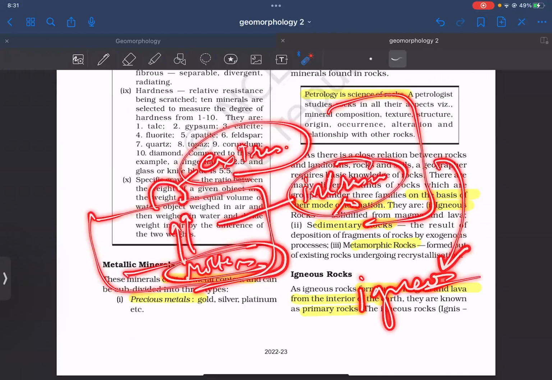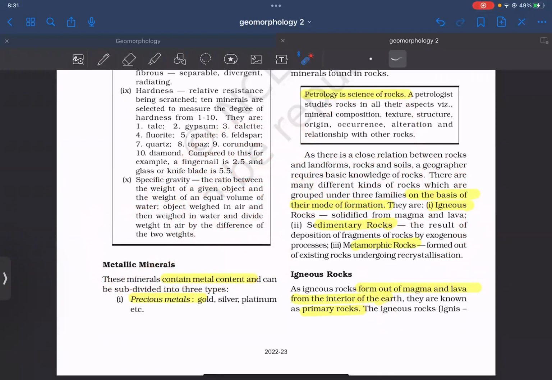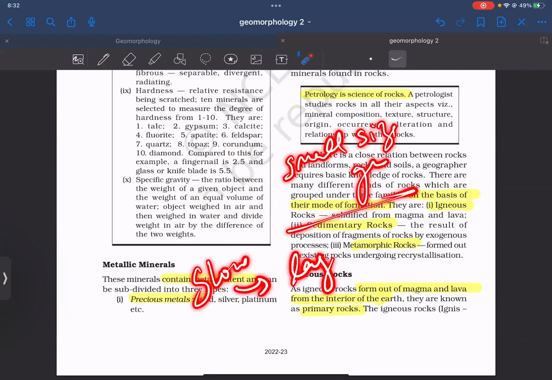So what are igneous rocks? It is nothing but molten magma which rises to the surface of the earth, or even stays inside the earth, cools down and solidifies. The type of rocks which are formed are known as igneous rocks. Now the size of the minerals inside the rocks may vary with the rate of cooling. If cooling takes place at a fast pace, what would happen? It will form small size grains. If cooling takes place at a slow pace, it will form large size grains. Just keep this in mind.